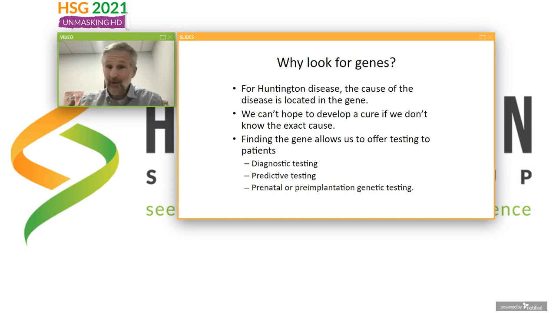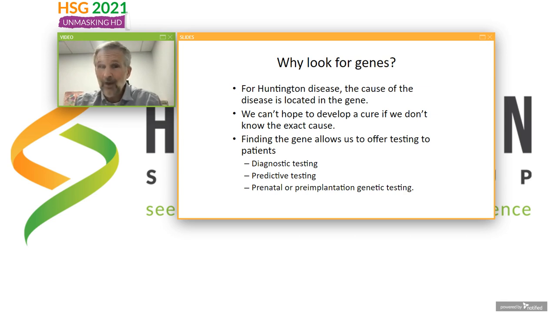Patients ask questions like, am I going to develop Huntington's disease? I know it's in my family and I want to know if I'm going to get it or not. Other people may be asking questions about prenatal or pre-implantation genetic testing. So I'm a young person who I know I've got the gene for Huntington's, for example, and I want to know, could I have children that don't get this genetic change?